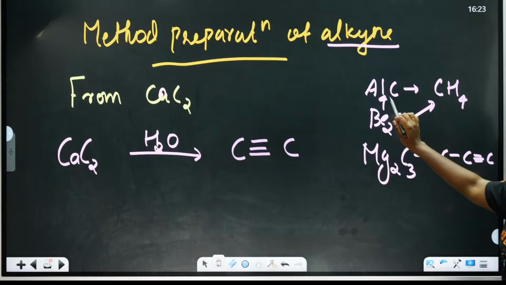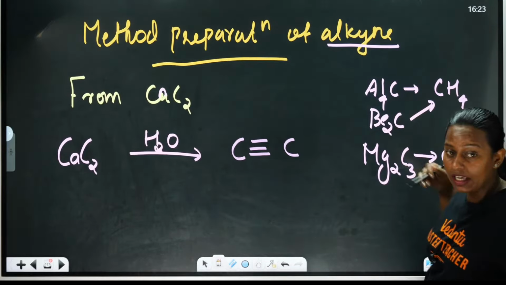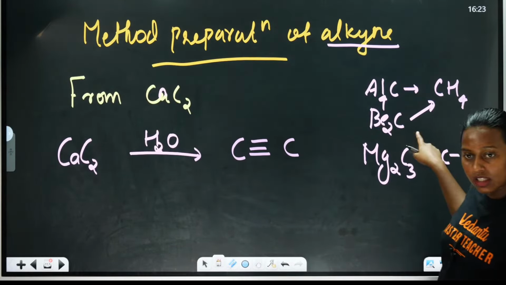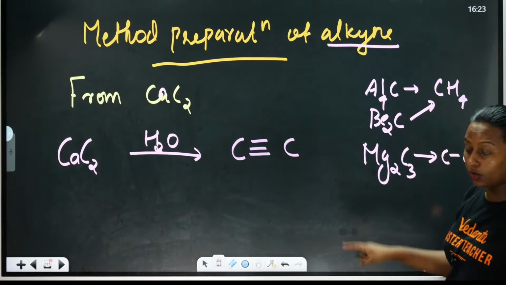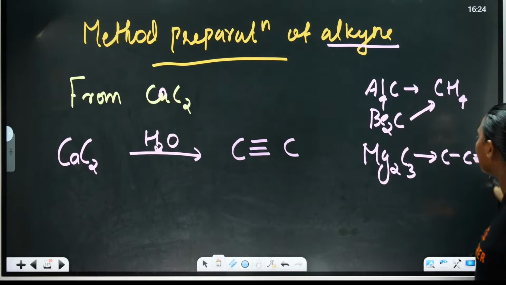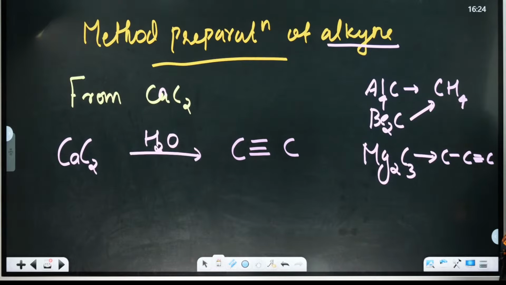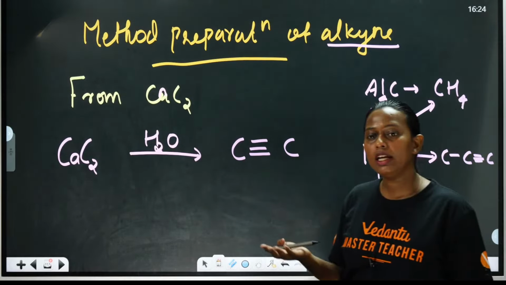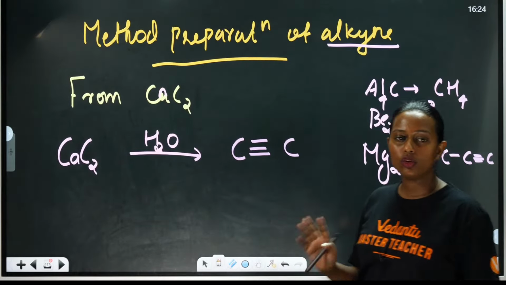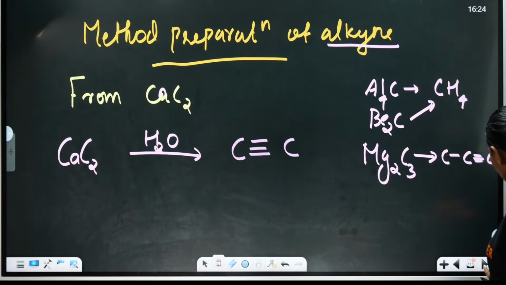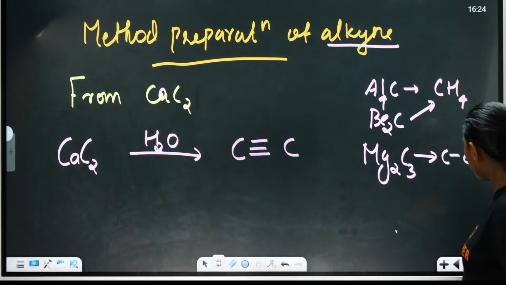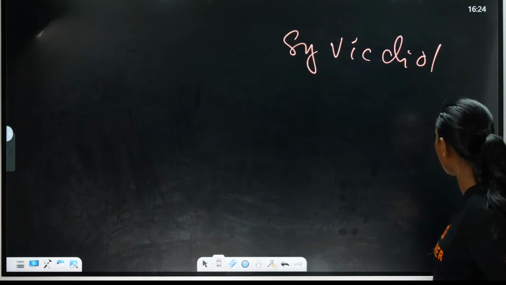So if you are using Al4C3, you will get CH4, and with Be2C also you get CH4. But with magnesium, Mg2C3, you will get C3H4. Next, the next method of preparation.